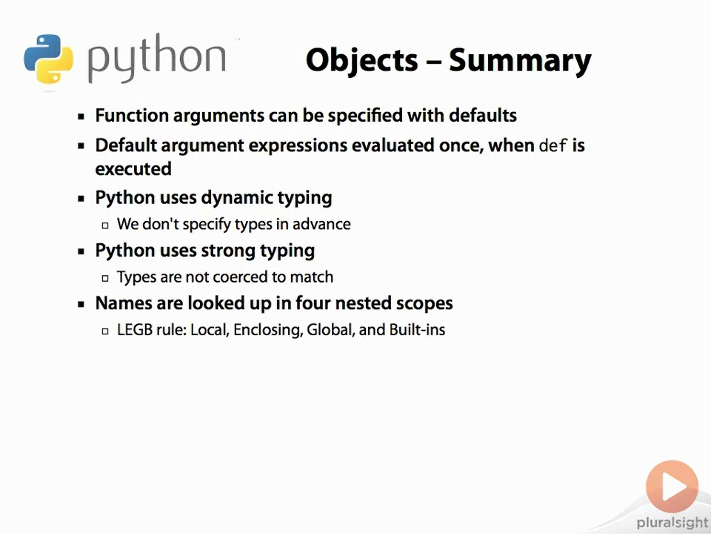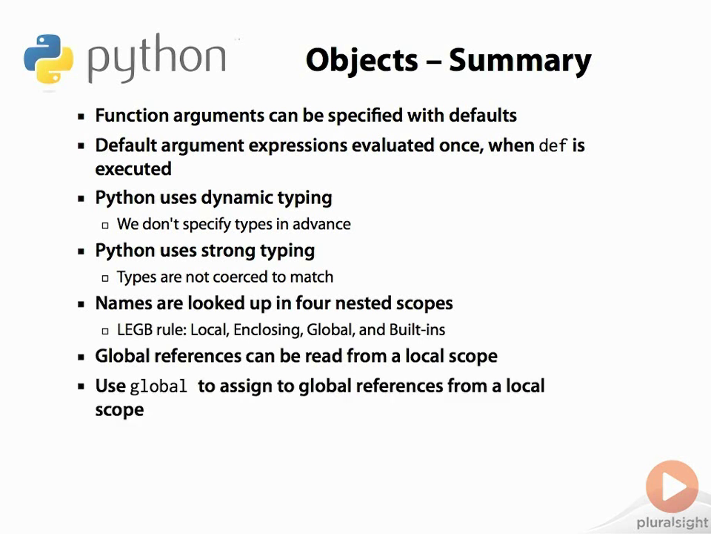Python reference names are looked up in one of four nested scopes according to the LEGB rule: local to functions, in enclosing functions, in the global or module namespace, and built-ins. Global references can be read from a local scope. Assigning to global references from a local scope requires that the reference be declared global using the global keyword.